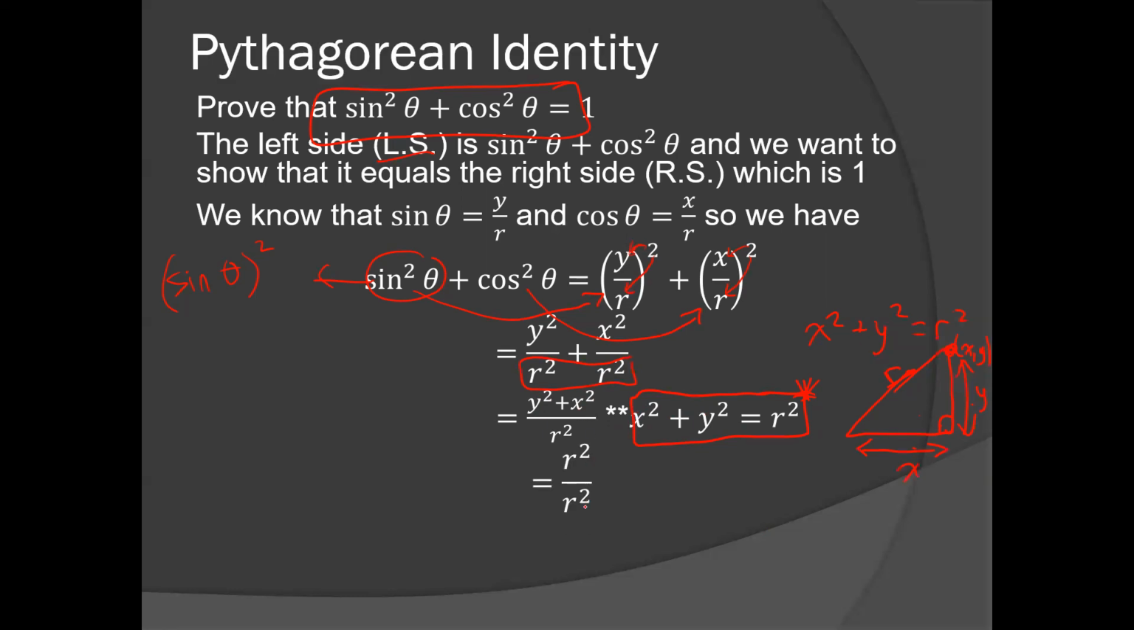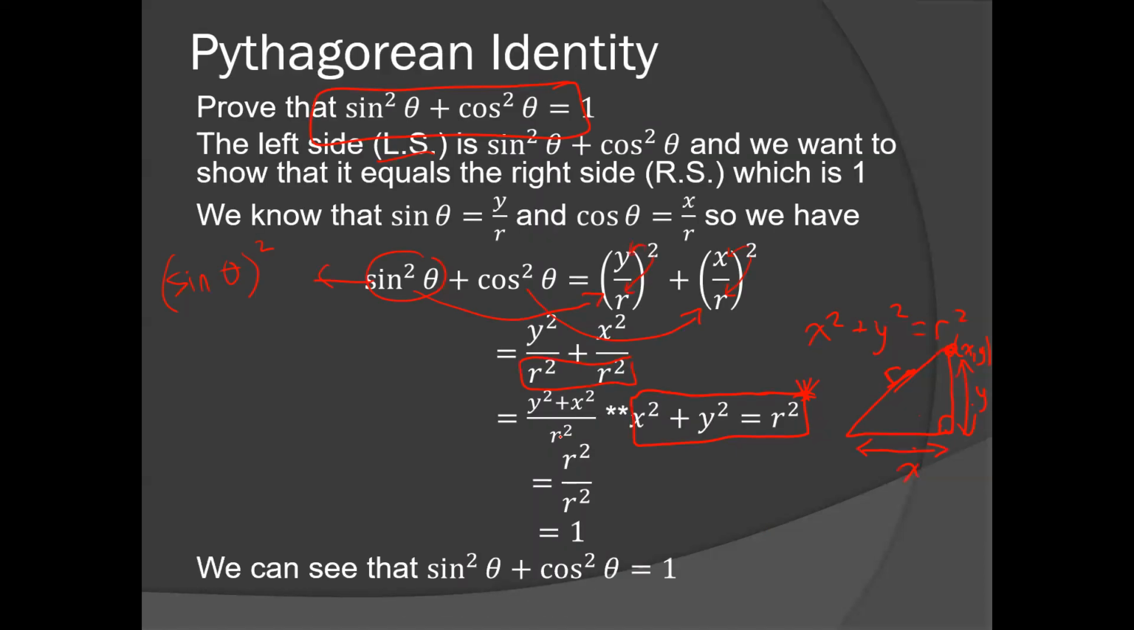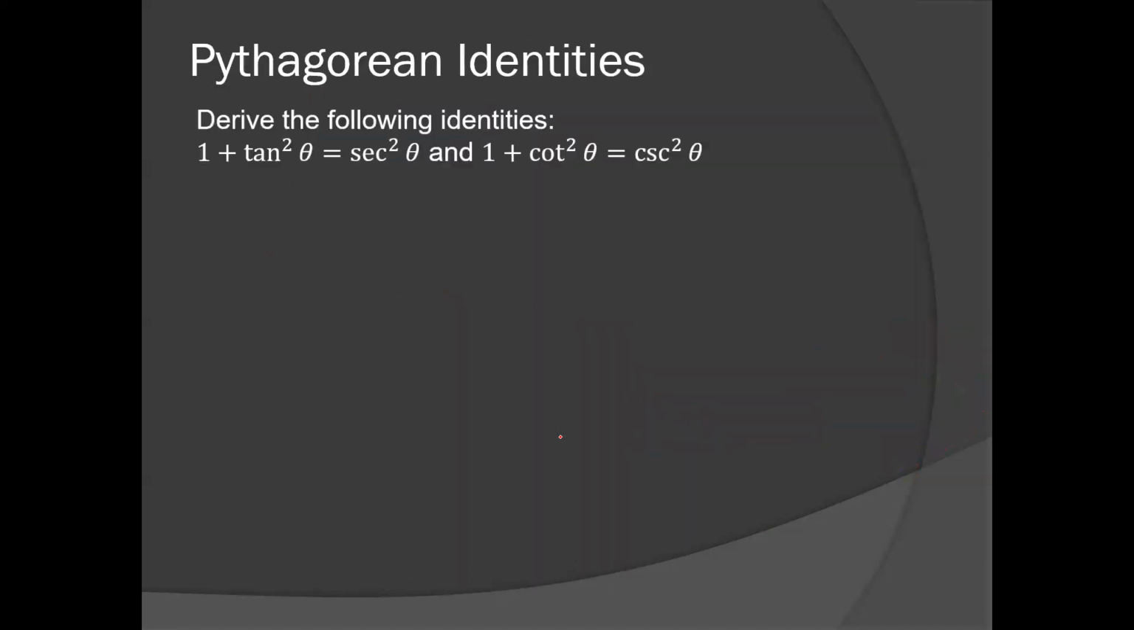So I can replace y squared plus x squared with r squared. For r squared, the r squared divided by r squared is equal to 1, which means that sine squared plus cos squared is equal to 1. So going back to our Pythagorean identities, I'm just going to prove the other two derivations of the Pythagorean identity.